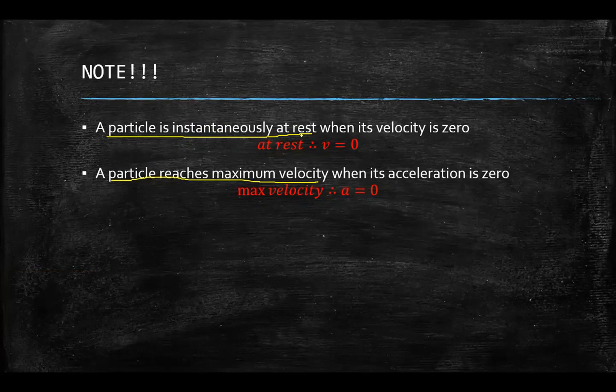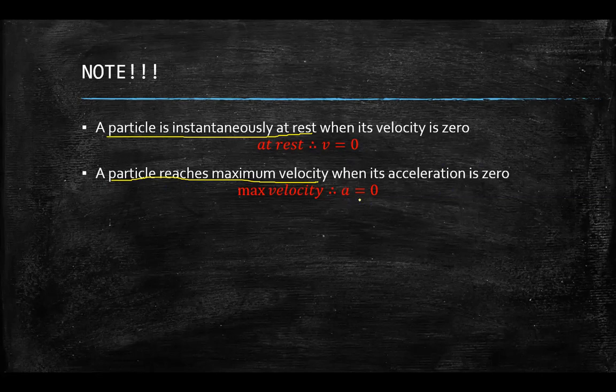What does that mean? That my velocity is 0. So you need to know that, right? If I have a particle at rest, velocity is 0. Remember that. Particle reaches maximum velocity. That means that my acceleration has to be 0.